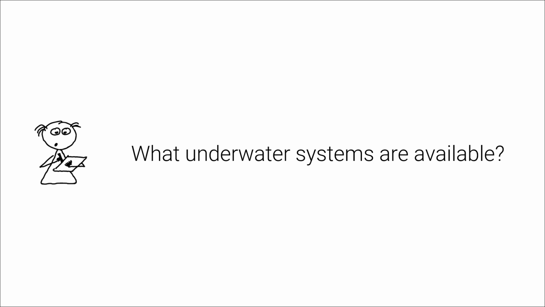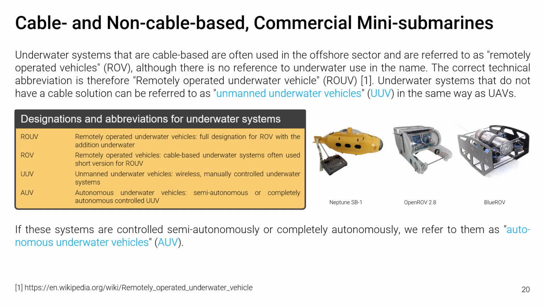Let's take a look at what underwater systems are available and how we want to define the differences between the systems in the descriptions. Let's start by talking about the names of underwater systems. Underwater systems that are cable-based are often used in the offshore sector and are referred to as remotely operated vehicles, or abbreviated to ROV, although there is no reference to underwater use in the name.